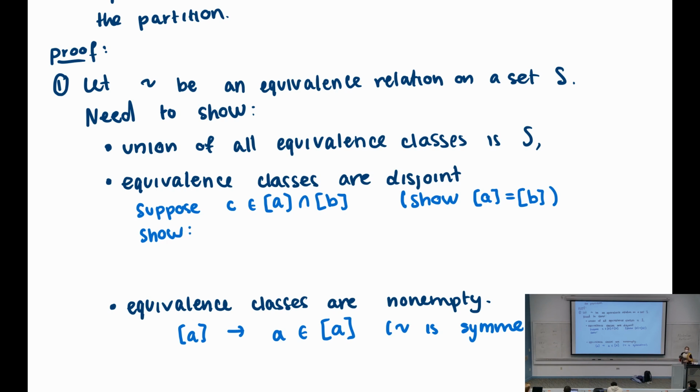Whenever we want to show that two sets are equal, one way we can do that is to show mutual containment. So we'll show that the equivalence class of A is a subset of the equivalence class of B, and vice versa. So we'll let X be any element of the equivalence class of A, and then we'll show that X will also be an element of the equivalence class of B.